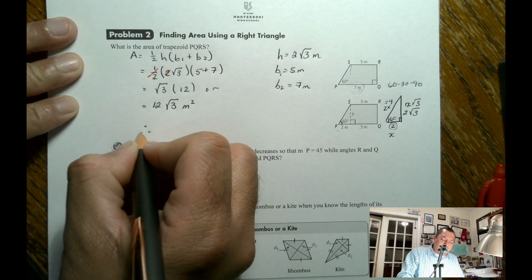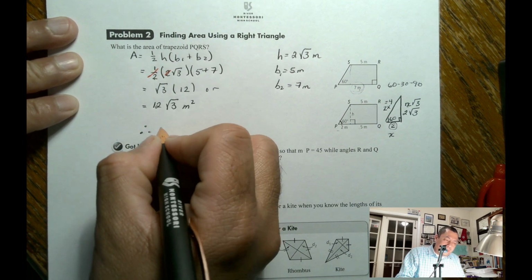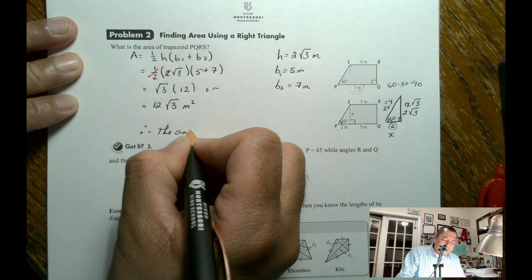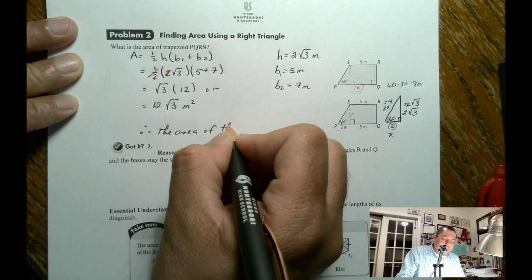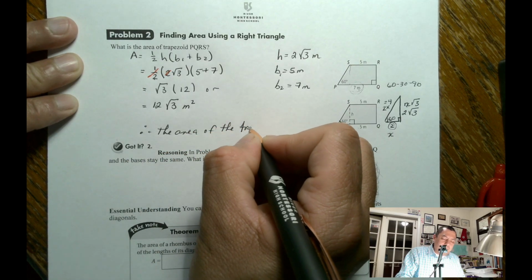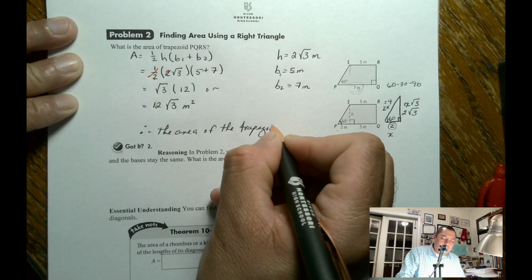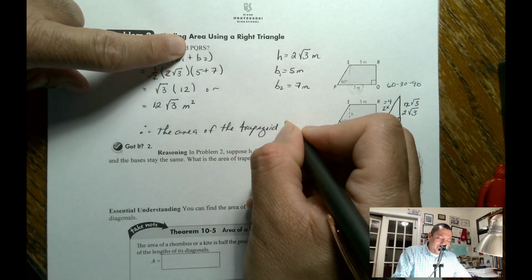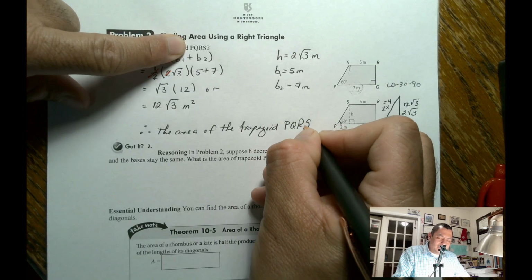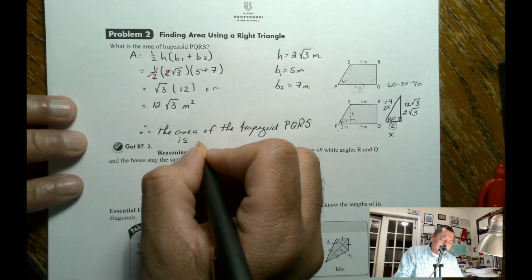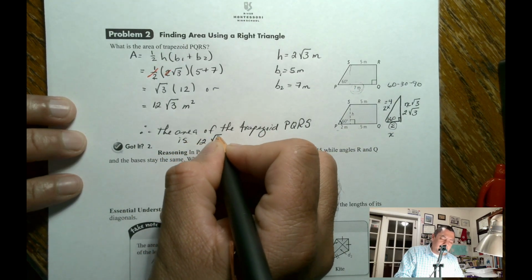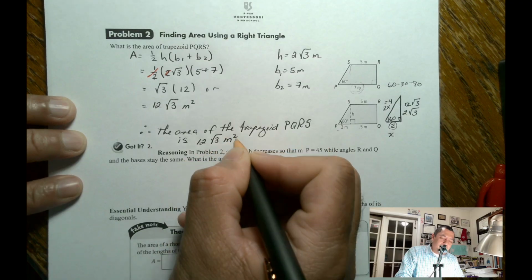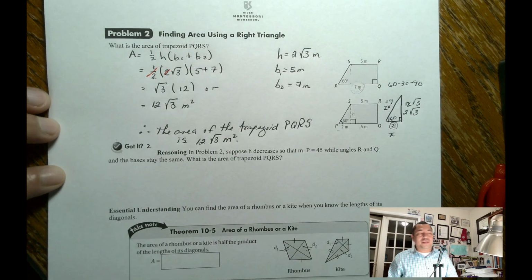Therefore, these 3 dots mean "therefore," the area of the trapezoid, or the trapezoid PQRS, is, in this case, 12 square root of 3 meters squared. That's the solution. Got it?